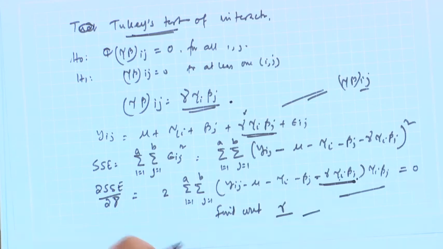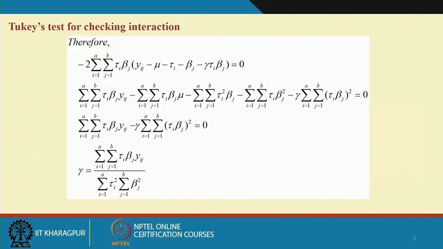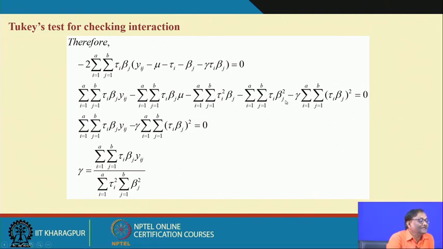Now, this derivation will take a little time, so I have given you the way you have to do it. Let us see the second slide here. You see this becomes 0. You multiply all those things. The first quantity will be tau i beta j y ij, the second one will be tau i beta j mu, the third one will be tau i beta j squared, tau i squared beta j, the fourth one will be tau i beta j squared, and the fifth one will be gamma tau i squared beta j squared, or gamma (tau i beta j) whole squared. This will become 0.